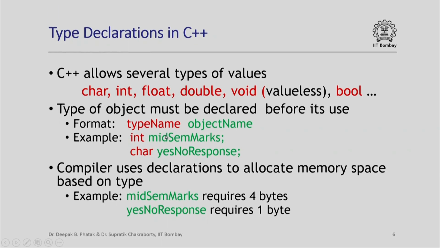So, for example, if midsem marks is of type integer, the compiler is going to allocate 4 bytes to store the value of that integer, whereas if yes no response is of type character, the compiler is going to allocate 1 byte to store the value associated with this variable. So, as you can see, these type declarations serve a purpose much more than readability of the program. They are actually used by the compiler to do memory space allocation for different variables.